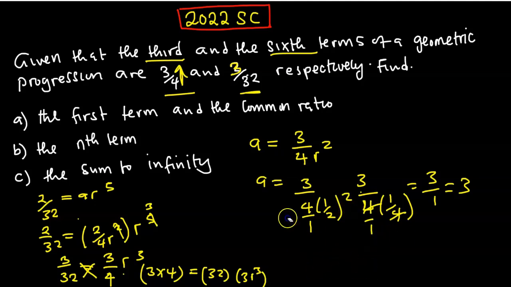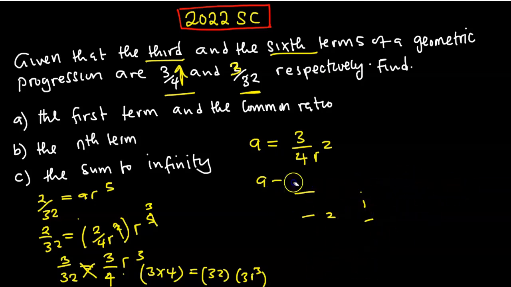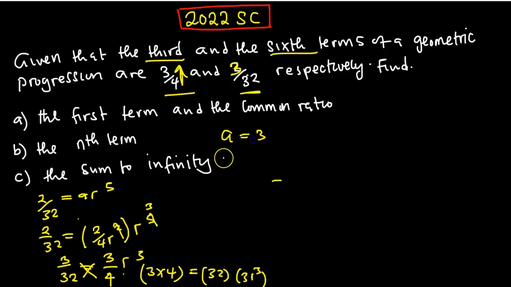Okay, so now what about the sum to infinity? The first term is equal to 3. Take note, the first term is equal to 3. So a is equal to 3. r is equal to 1 over 2.